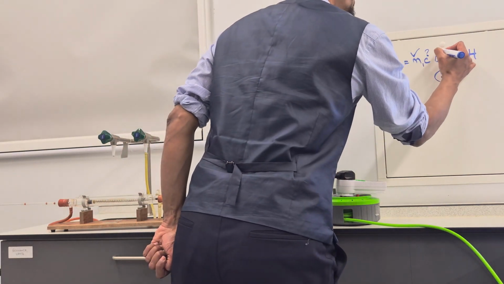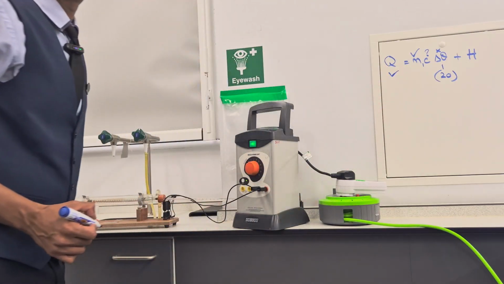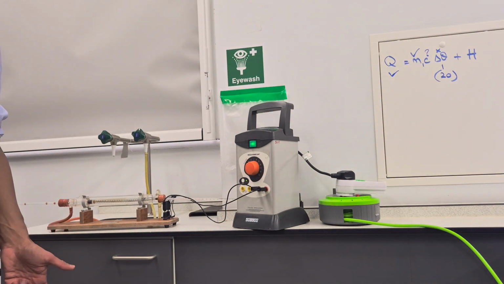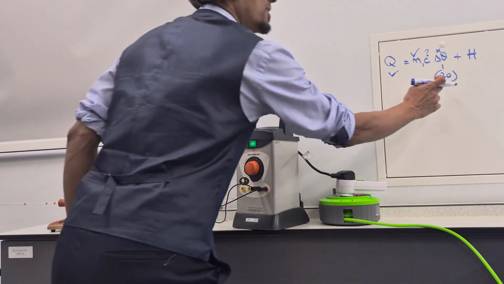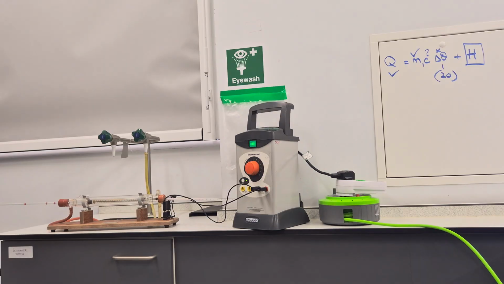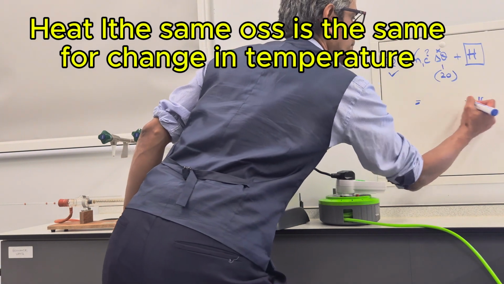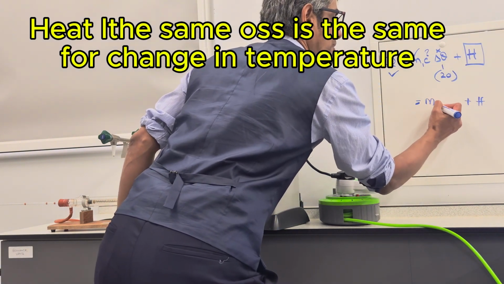My change in temperature is 20. How much heat I'm supplying comes from the plug, I know that. I don't know my specific heat capacity. But for that change in temperature, I know there's heat loss. How could I get rid of heat loss? When would I have the same heat loss? My mass is going to change.